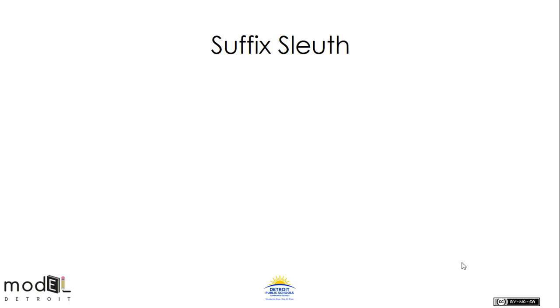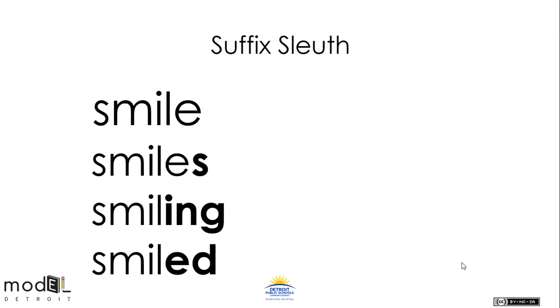In previous lessons, we learned how to be syllable sleuths. Today, we are going to be sleuths again. Suffix sleuths, that is. Remember, a sleuth is like a detective. We are going to be like detectives to learn about how some suffixes make the magic E invisible. Let's take a look at our word list. Smile, smiles, smiling, and smiled.